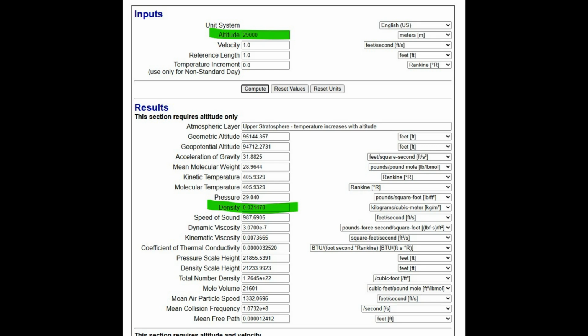This is about 11.5% higher than what I found with a more sophisticated atmospheric calculator. So you can't use it for NASA, but it's close enough for cartoon physics.